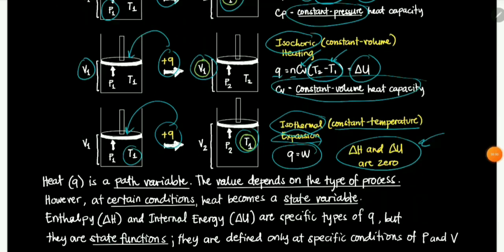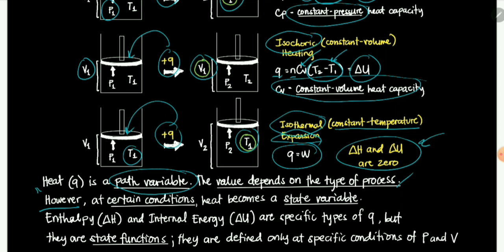Okay? So here we have some final notes. So heat is a path variable. So yung Q in general, path variable siya kasi maraming ways para mag-input ng heat or mag-release ng heat ng system. Pwedeng at constant pressure or at constant volume or at constant temperature, etc. So nakadepende dun sa kung anong mga parameters yung minamaintain nyo. So in general, yung Q nyo ay path variable. So the value depends on the type of process.